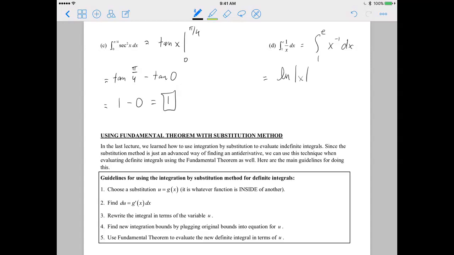So ln of the absolute value of x, evaluated from 1 to e, is going to equal the natural log of e minus the natural log of 1. These are also two values that you need to have memorized coming into calculus. And so natural log of e is 1, and natural log of 1 is 0. And so the answer, again, is 1.